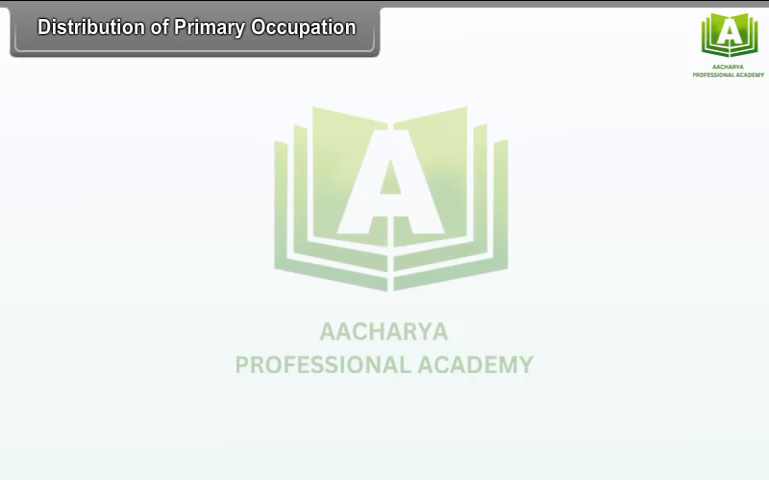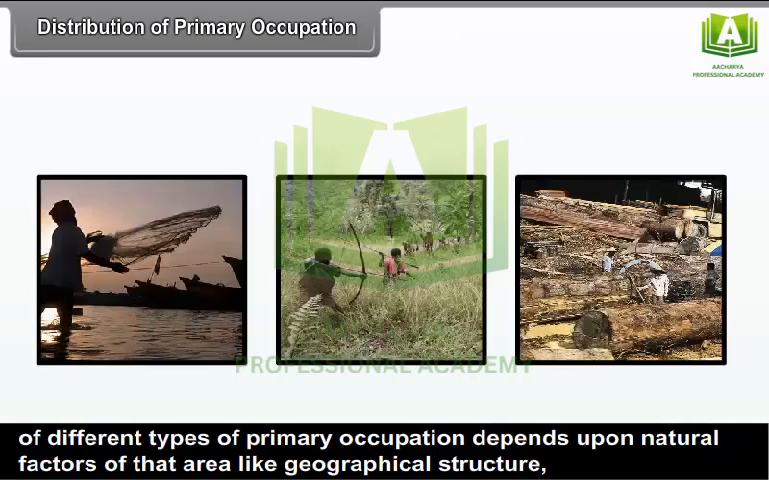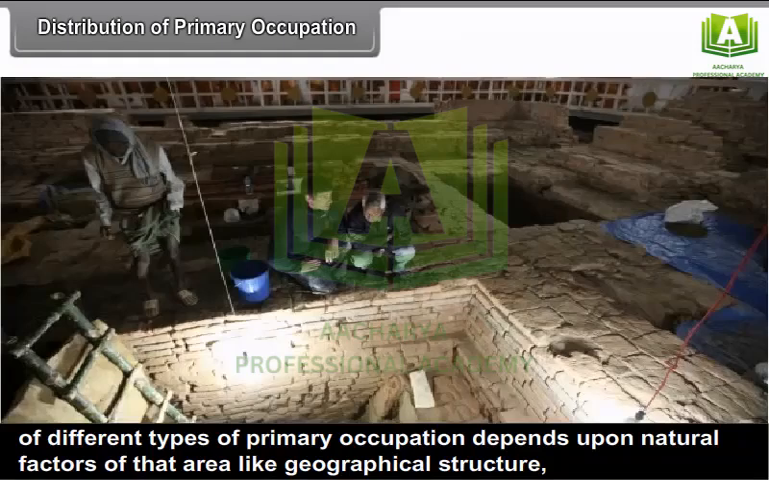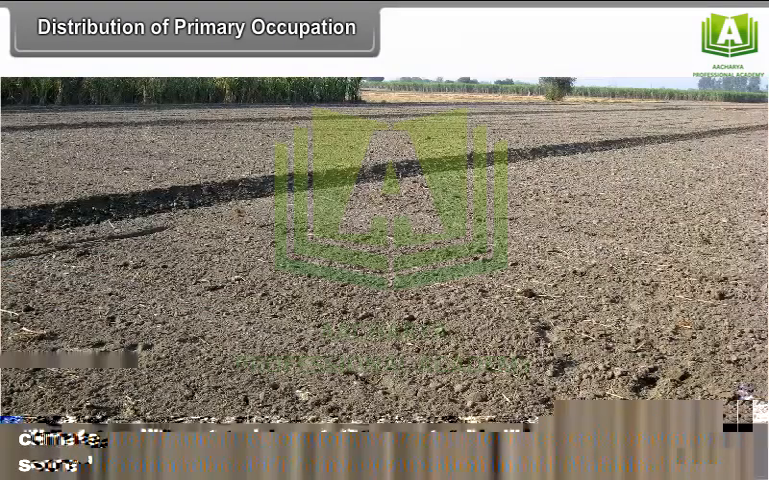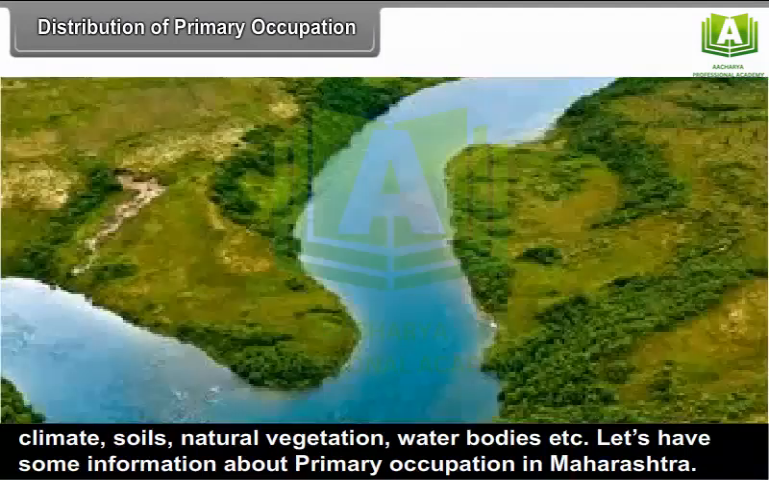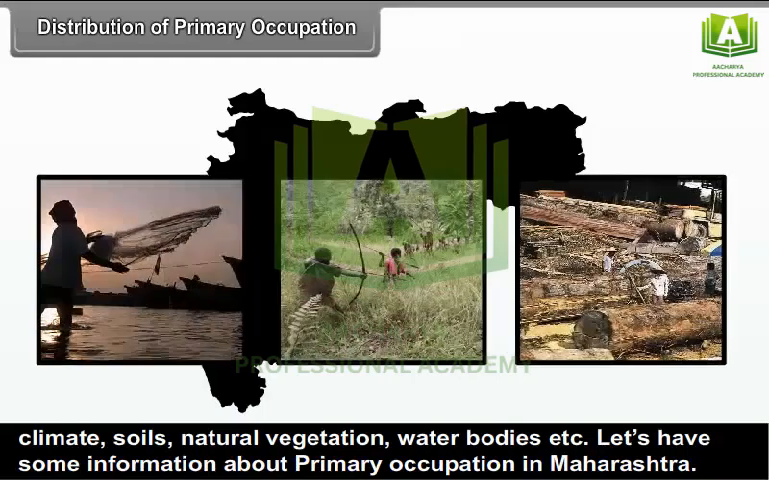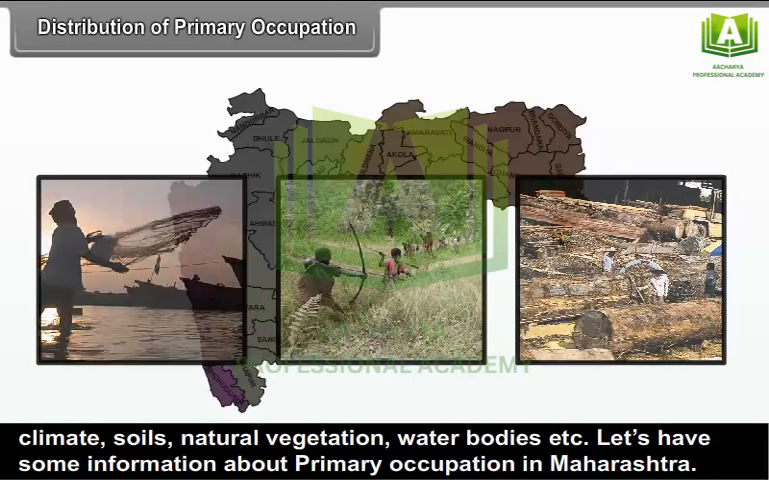Distribution of primary occupation. Distribution of different types of primary occupation depends upon natural factors of that area like geographical structure, climate, soils, natural vegetation, water bodies, etc. Let's have some information about primary occupation in Maharashtra.